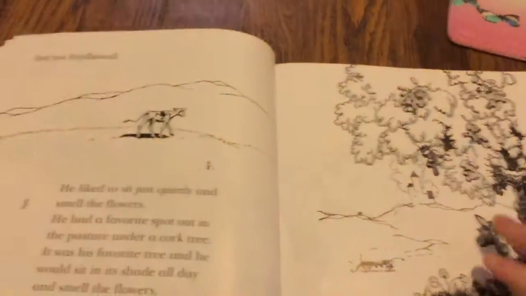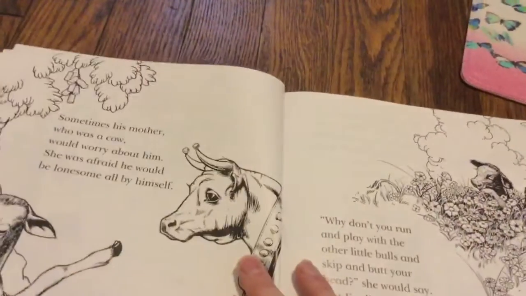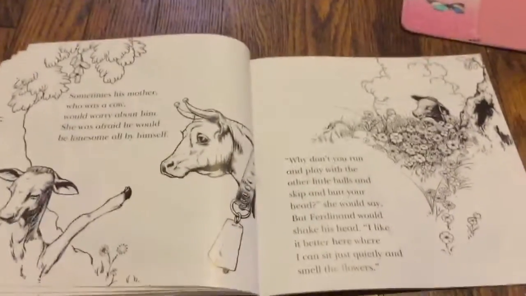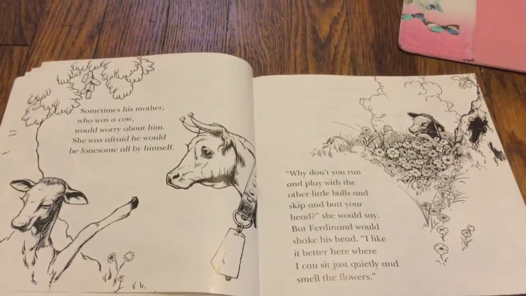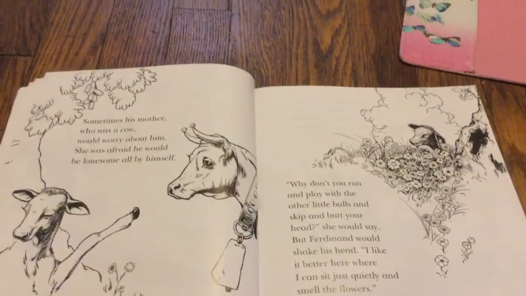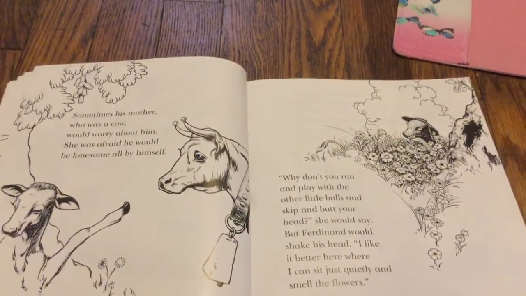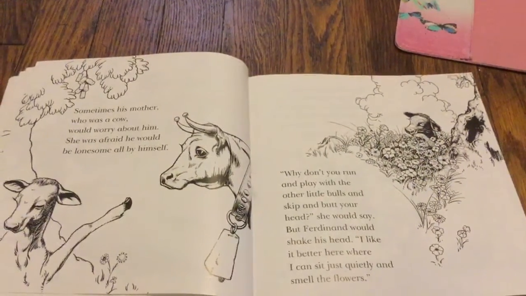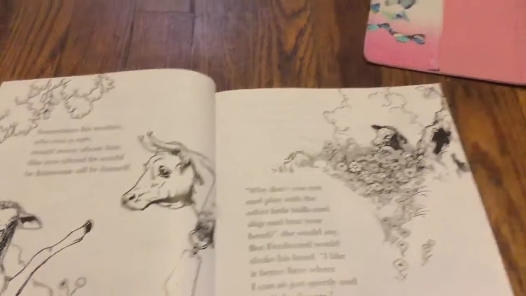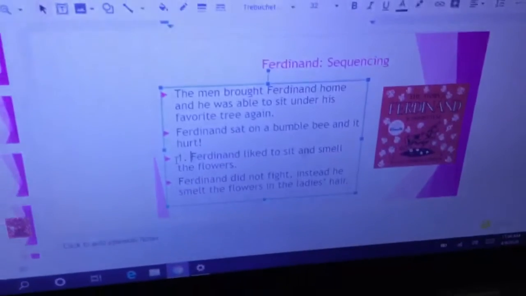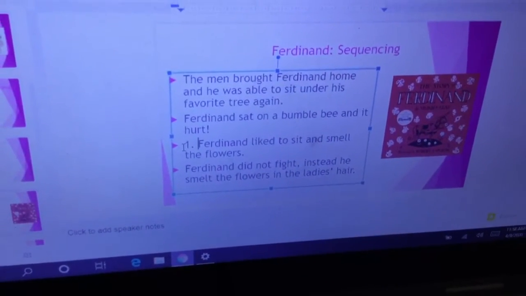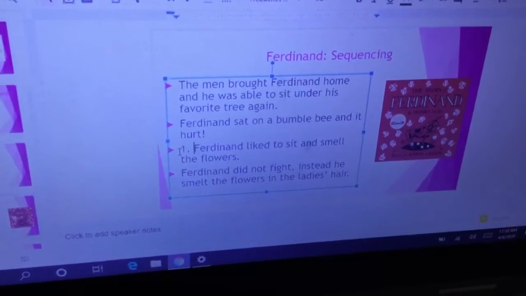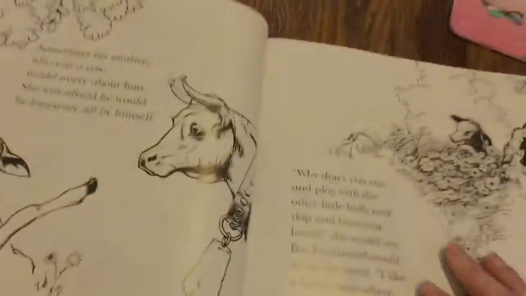So we did these 2 pages. Oh, do you remember what happened on these 2 pages? That's right, his mom was getting worried about Ferdinand because he was all by himself. Was that event on our chart? No, I don't remember the chart talking about the mom. So let's keep going.